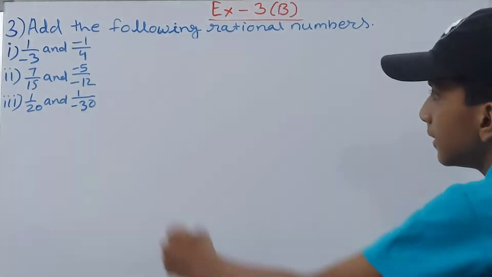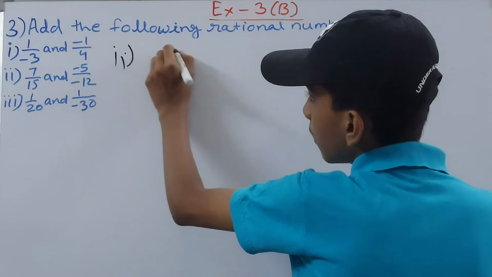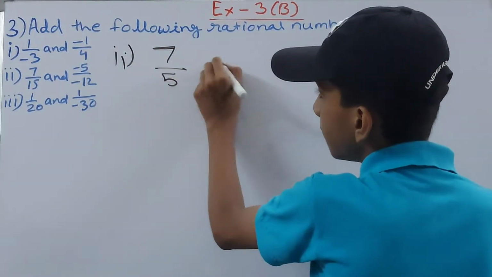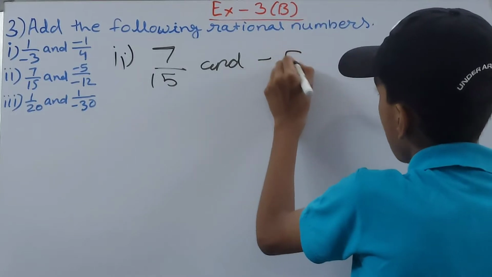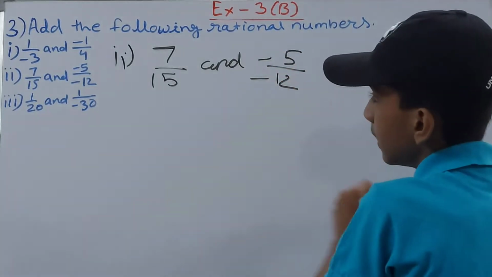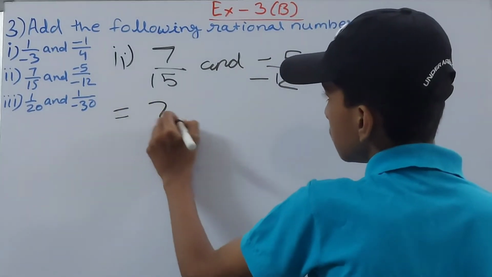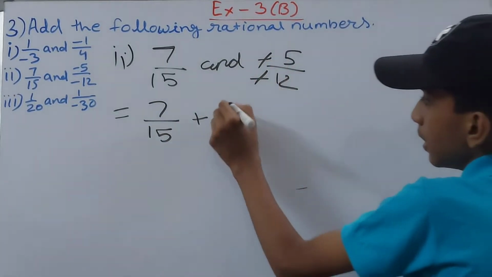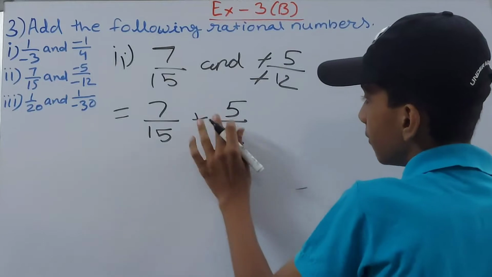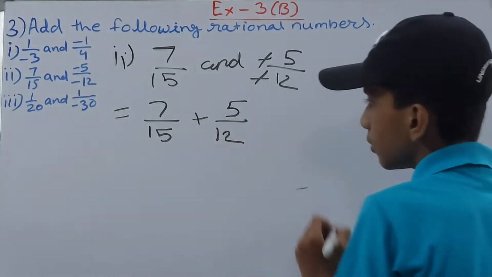Next up, what do we have in the second part? We've got 7 upon 15, and minus 5 upon minus 12, right? So again same thing, convert this to its standard form. So minus minus will cancel here, and we will be left with 5 upon 12, right? Now you simply solve them.